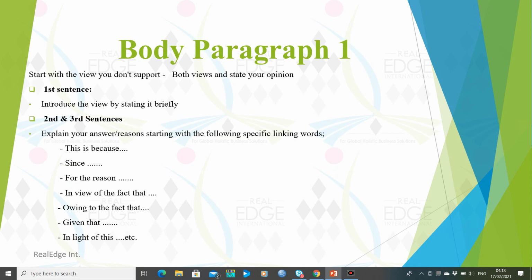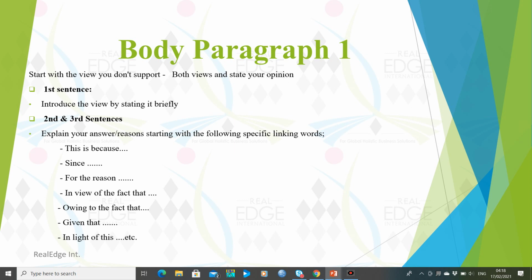Body paragraph 1. The same way we went through the opinion type of questions, the body paragraphs must have 5 sentences at least. And for discussion questions, the first sentence, you need to introduce the view by stating it briefly. And then the second and third sentences, this is where you come in with explanations now.